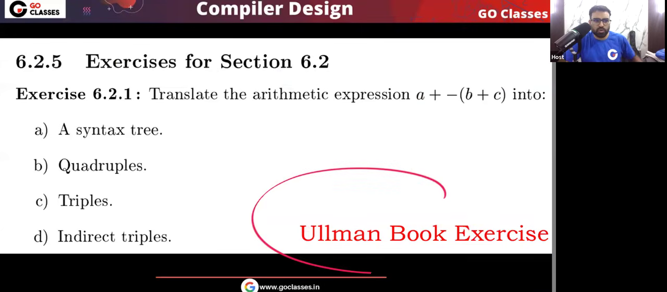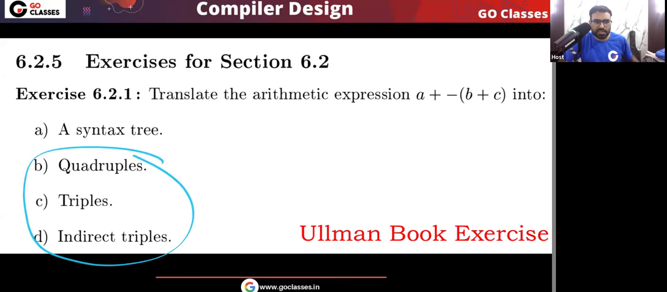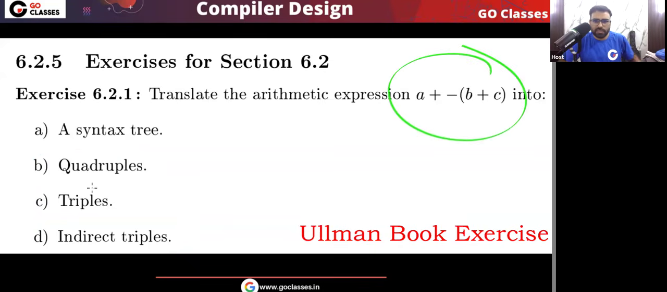Let's solve this Ullman book exercise question. Translate the arithmetic expression into syntax tree, quadruples, triples, indirect triples. Remember quadruples, triples, indirect triples. These concepts we have seen in the previous lecture. These are the implementations of three address code by the compiler. The compiler can decide which implementation to choose, which implementation to use. Now, this arithmetic expression is given to us and we need to translate this to these representations.